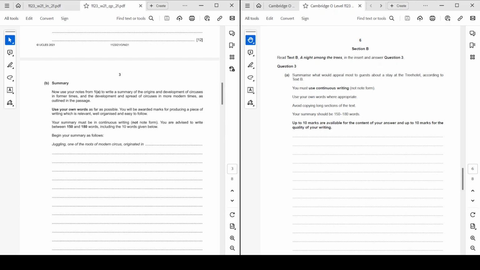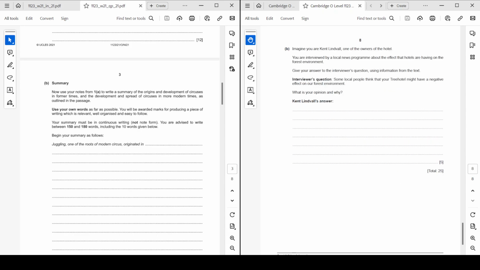And one thing to note, the specimen paper says the summary should be 150 to 180 words, but Cambridge shared a syllabus update where the summary word limit was reduced, and it is now no longer than 150 words, right? So keep that in mind.